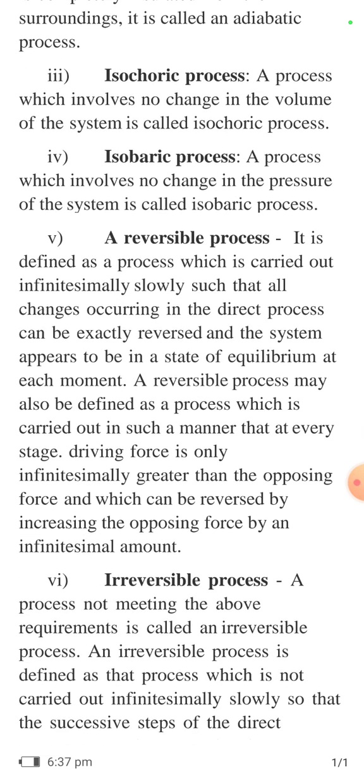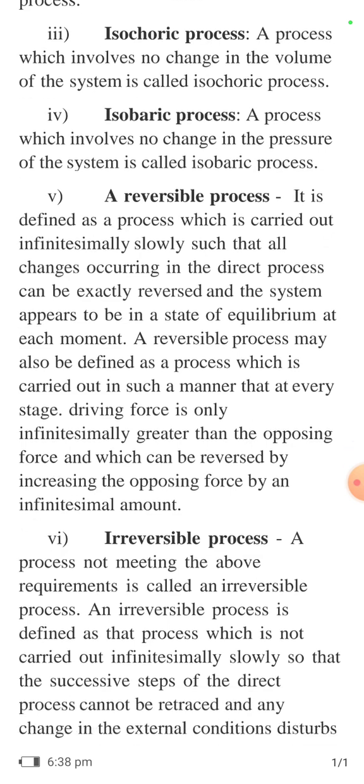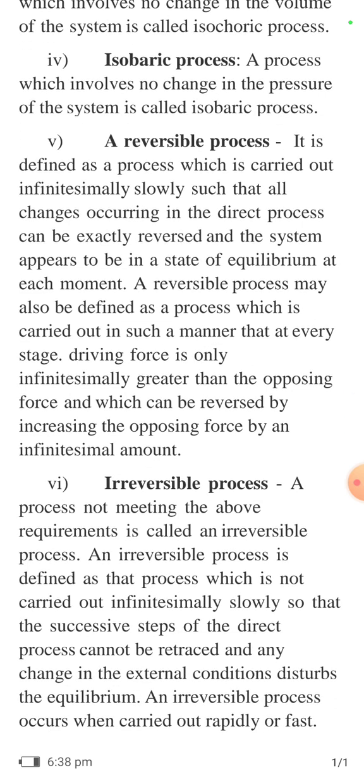Then what is isobaric process? A process which involves no change in the pressure of the system is called isobaric process. Then a reversible process. A reversible process is defined as a process which is carried out infinitesimally slowly, such that all the changes occurring in the direct process can be exactly reversed and the system appears to be in the state of equilibrium at each moment.